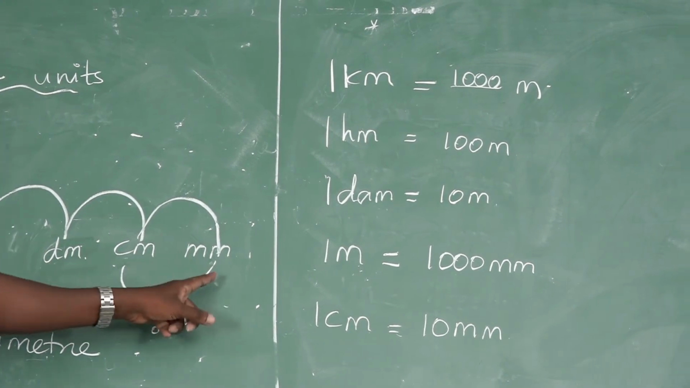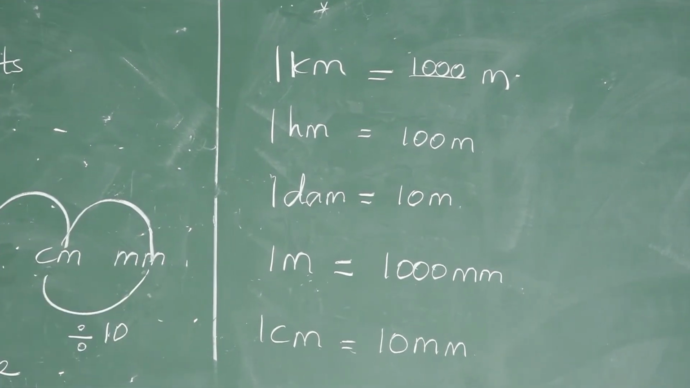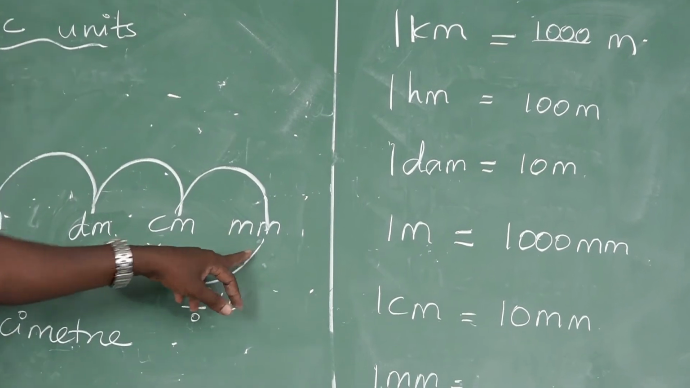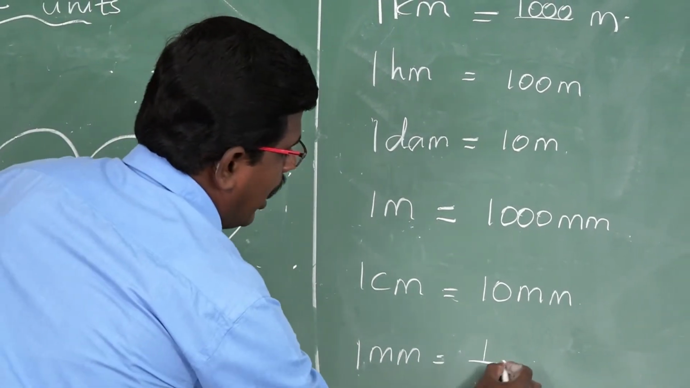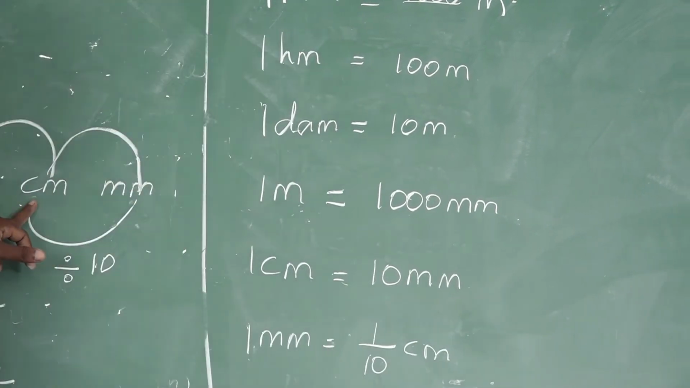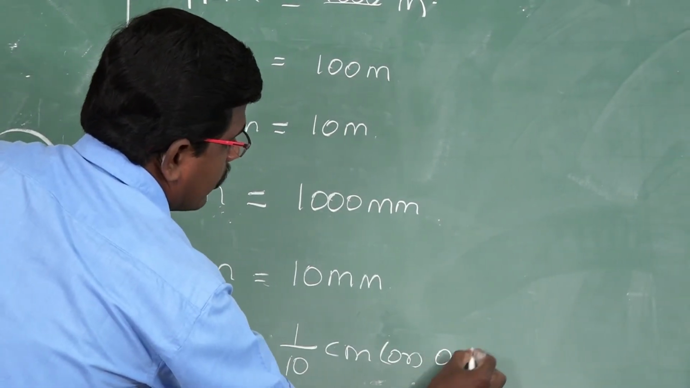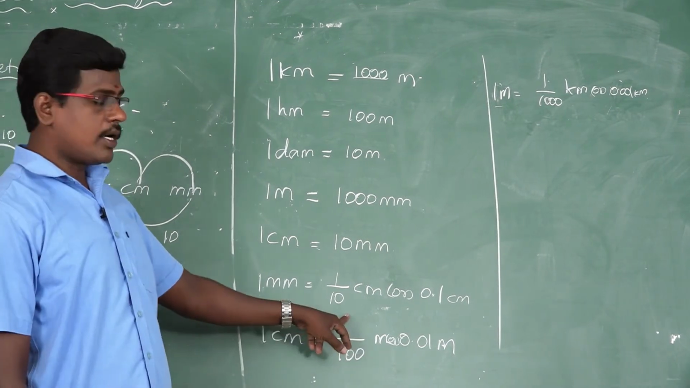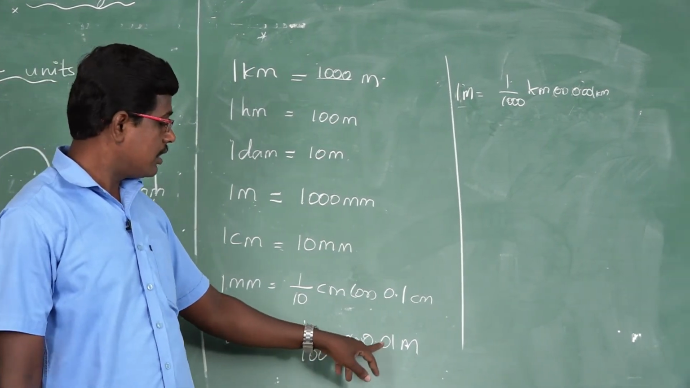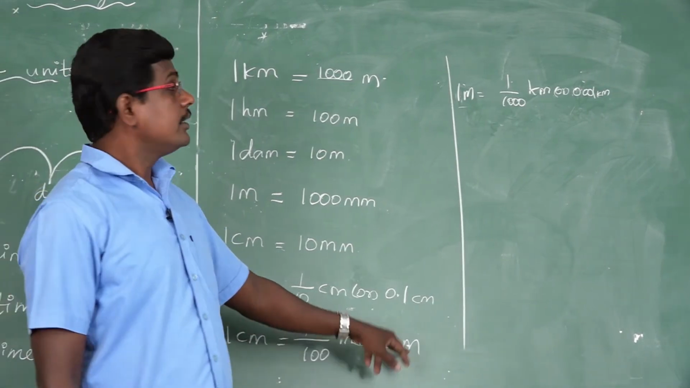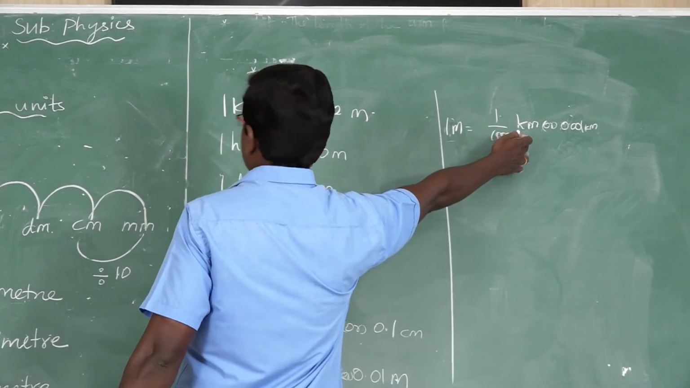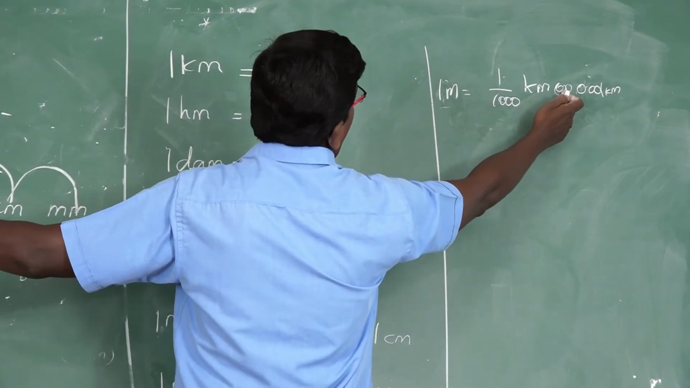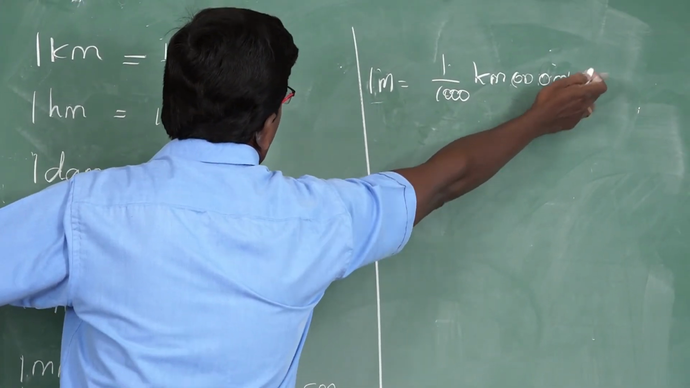Next, submultiple values, smallest to biggest, so divide by 10. For example, 1 millimeter equals 1 divided by 10 centimeter, or 0.1 centimeter. Next, 1 centimeter equals 1 divided by 100 meter, or 0.01 meter. Next, 1 meter equals 1 divided by 1000 kilometer, or 0.001 kilometer.